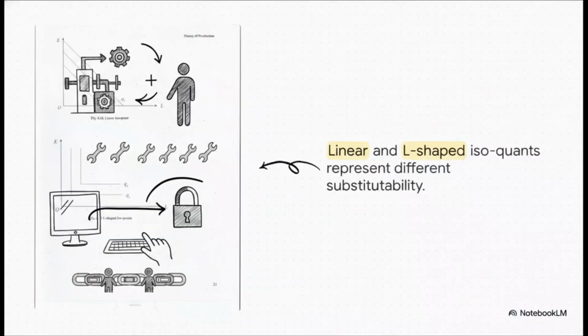But what if you have a really unique production process? Well, linear isoquants represent perfect substitutes, meaning a machine can perfectly replace a human at a constant rate. Conversely, L-shaped isoquants mean your inputs are perfect complements. Basically, you strictly need exactly one worker per machine. Think about it. You absolutely can't substitute a second computer for the one person who actually needs to type on it. It just doesn't work.